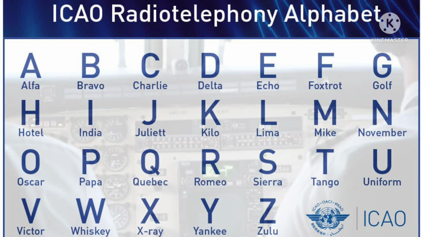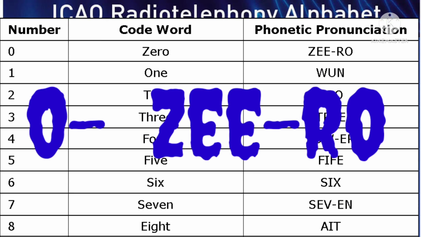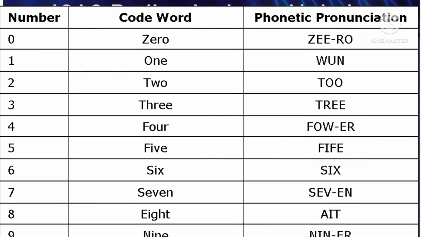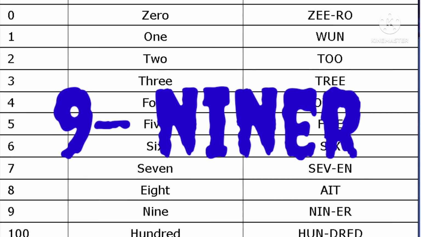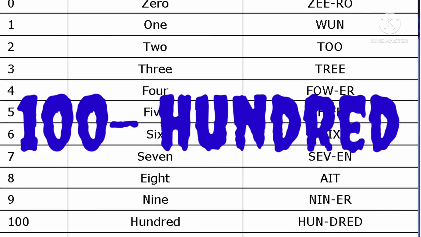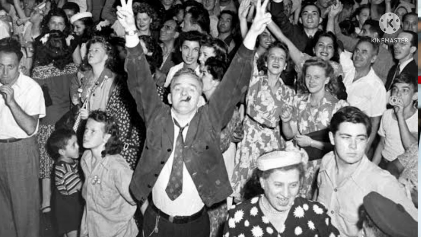The ICAO also offers guidance on pronouncing numbers as 0, 1, 2, 3, 4, 5, 6, 7, 8, 9er and 100. Here 9 is pronounced as niner. Remember this thing.